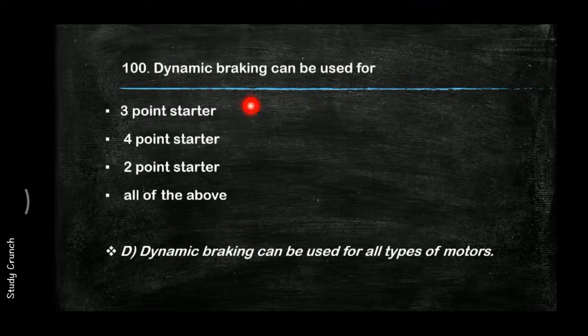Next, dynamic braking can be used for. So the answer is it is used for all of the above: 2-point starter, 4-point starter, or 3-point starter.